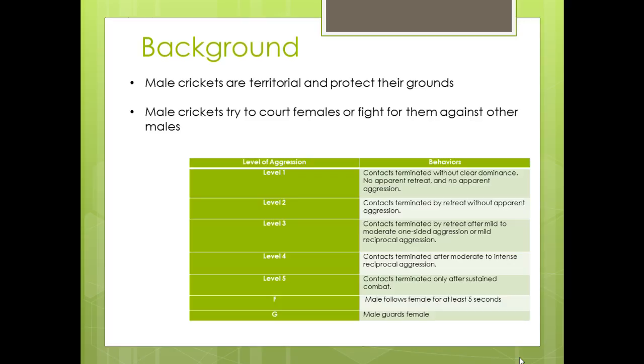So a little bit of background on crickets. Male crickets are considered very territorial and they protect their grounds. Male crickets will also try to court females if there are any females available, or fight for them against other males. There's a chart below here that shows different aggression levels that go from level 1 to level 5, increasing from 1 through 5. The F in this chart shows that the male follows the female for at least 5 seconds, and G is when the male is guarding the female.